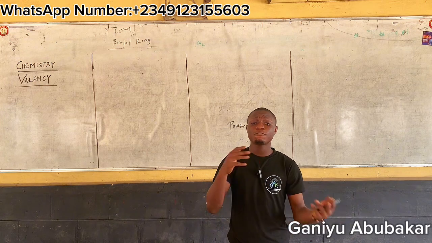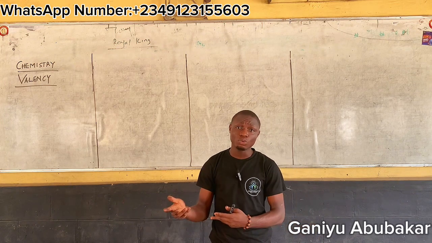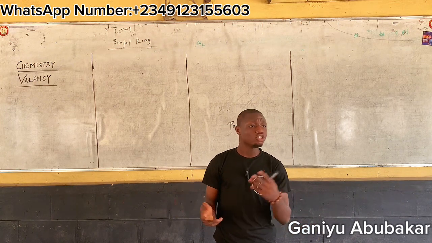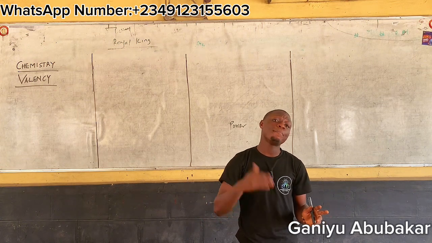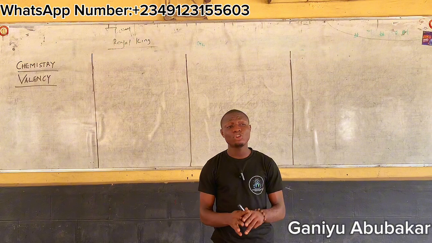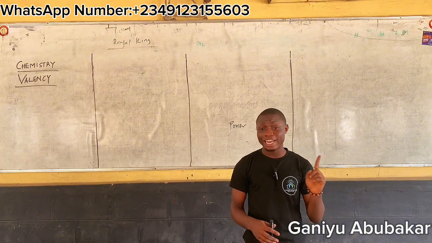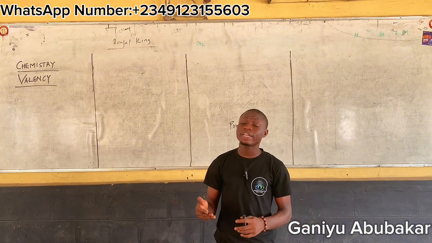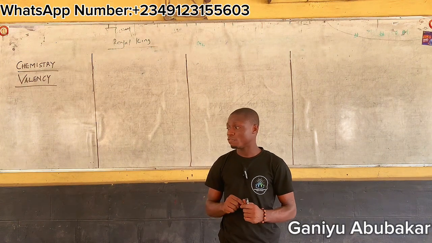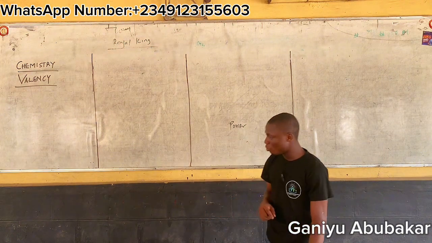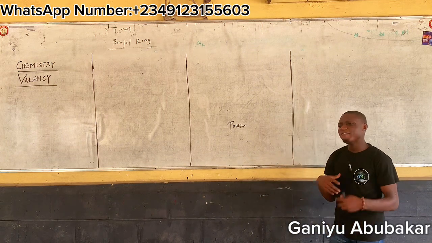I said for an atom to be stable, it must be either what there? Duplex or octet configuration. By duplex, it must have what there? 2 valence electrons. By octet, it must have what there? 8 valence electrons. Full stop. Question: what are valence electrons?